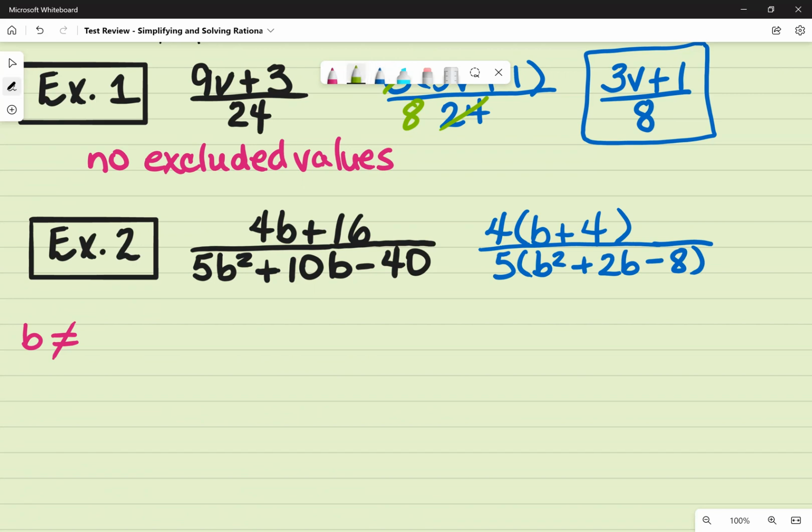Inside of the parentheses, I have b squared. And what times what is going to give me b squared is b and b. And then what times what will give me this negative 8, but will also add to give me a positive 2, which is what's in the middle? Well, that's going to be a positive 4 and a negative 2.